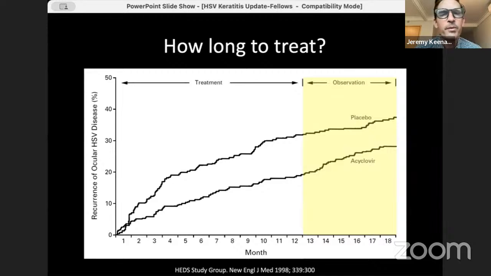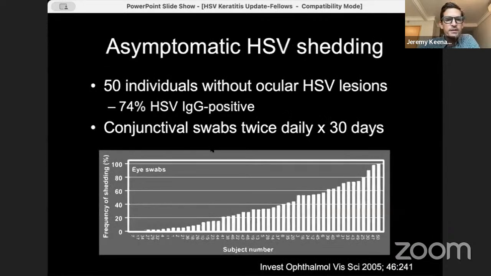So then some people are not sure, should we only be using 1 year of acyclovir because that's what the HEADS trial showed. I think, for us, we like to use longer courses of acyclovir. And part of the reason is that we are shedding herpes simplex virus all the time.